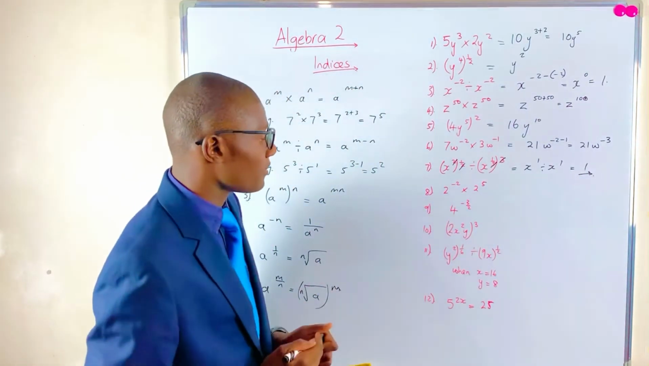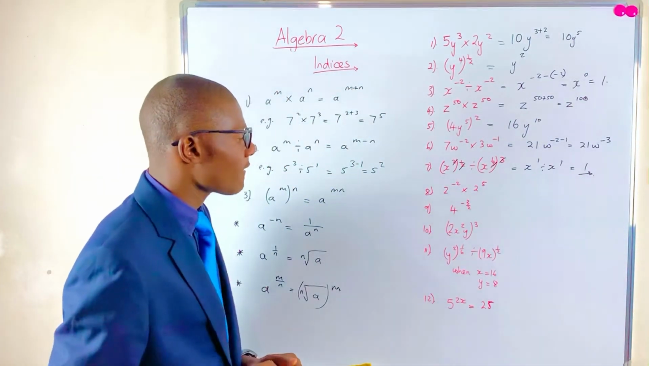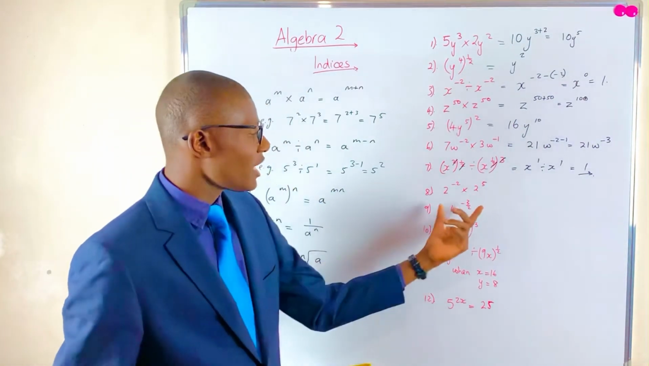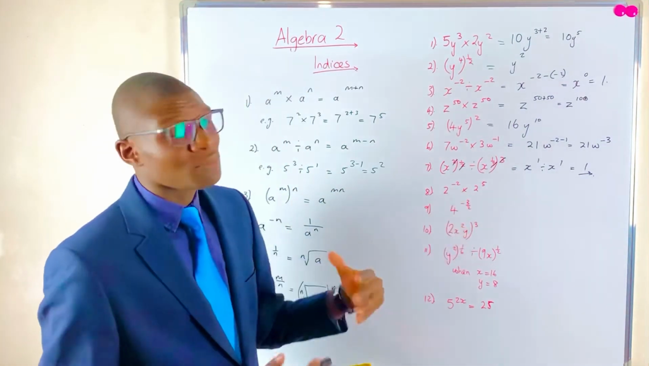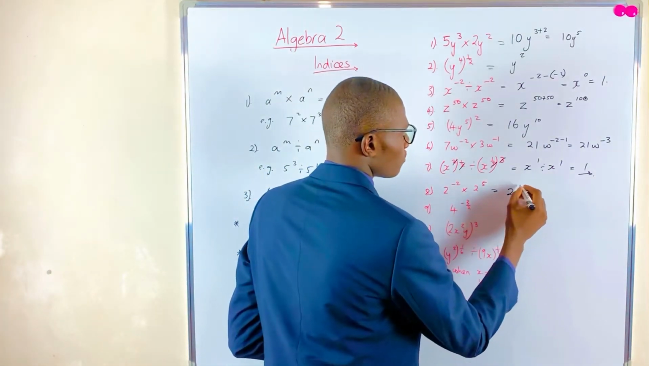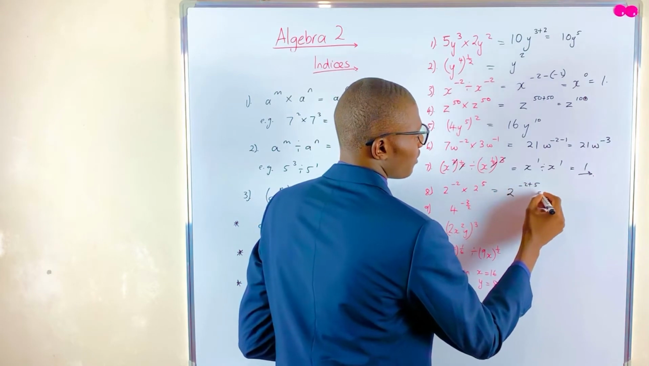Then number 8, we've got 2 to the power of minus 2 times 2 to the power of 5. Same base being 2, and this being multiplication, we simply add the powers. So this will give us 2 to the power of minus 2 plus 5, which is 2 to the power of 3.